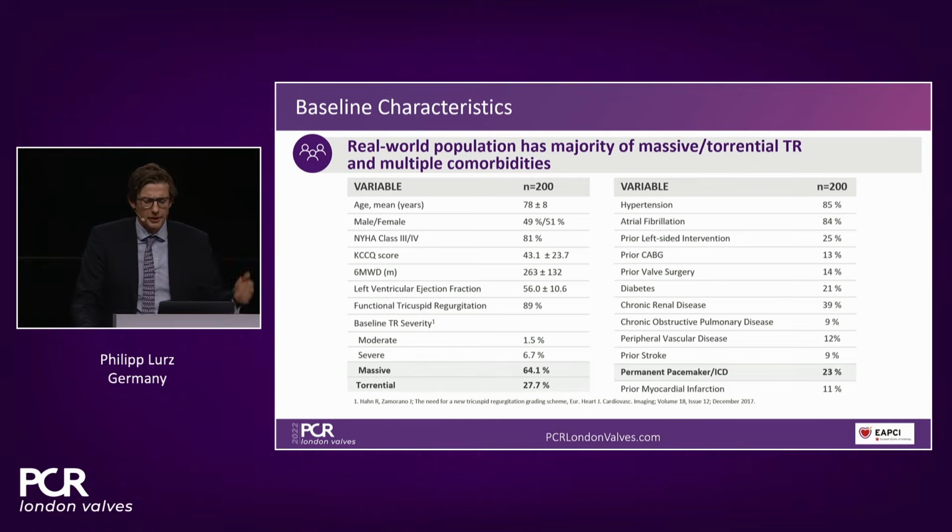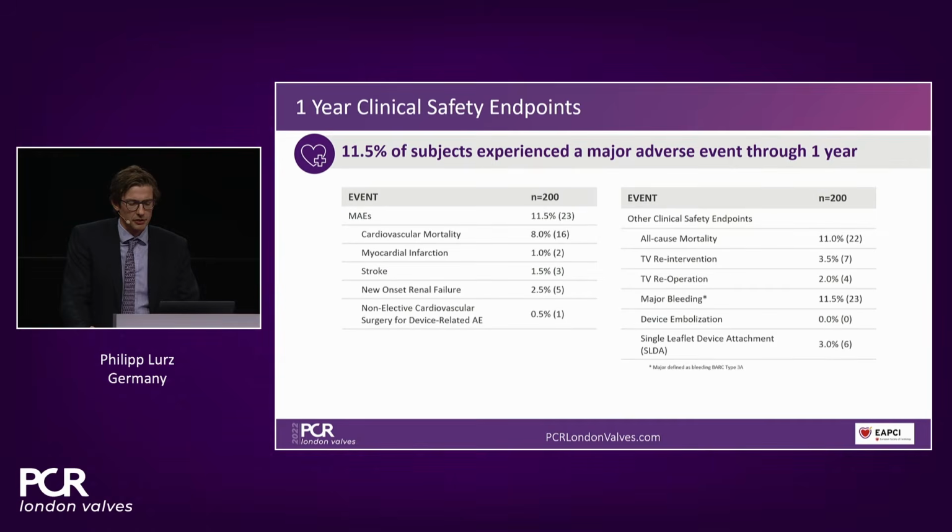And then a lot of comorbidities, as always seen, a reasonable number of patients with prior cardiac surgery, and 23% had pacemakers or ICDs, so leads across the tricuspid valve. So that's a very important question, whether you can also treat these patients, and you see that 1/4 of patients had a lead across the tricuspid valve.